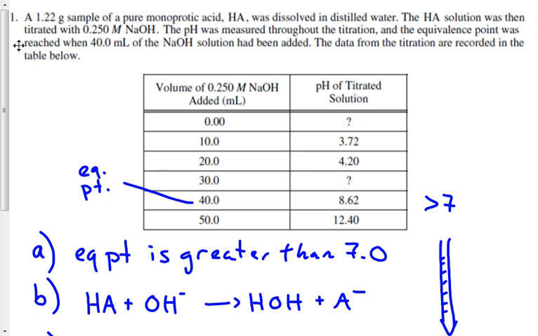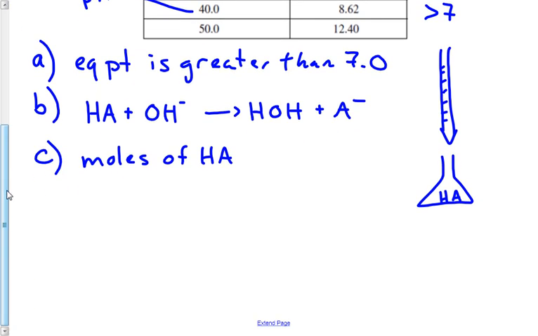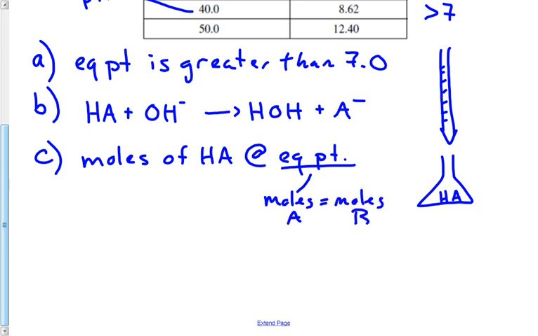And look at what they've told me. They've told me things about my base. They've told me 2 things about my base already. And do I know anything about the acid? I know a little bit. I know grams. Unfortunately, I don't know the molar mass. So I know moles, I want moles of acid, or HA, at equivalence point. Remember, here is where moles of A equals moles of B.